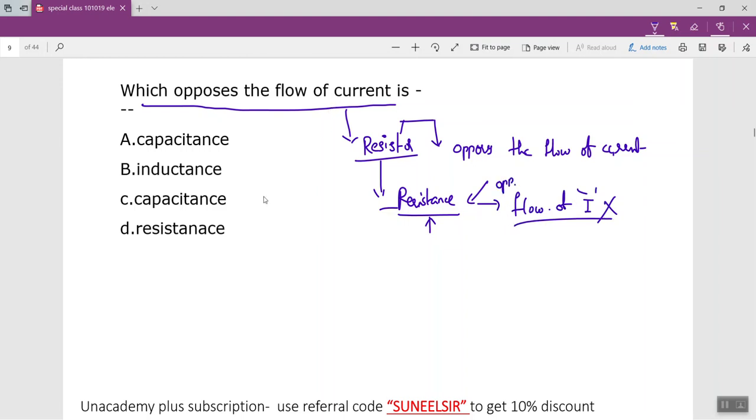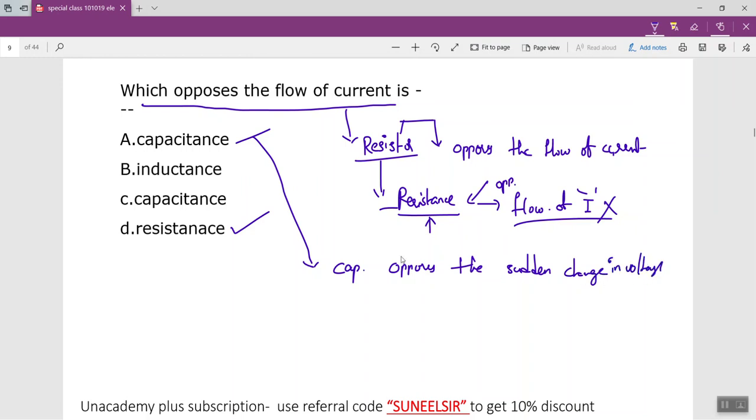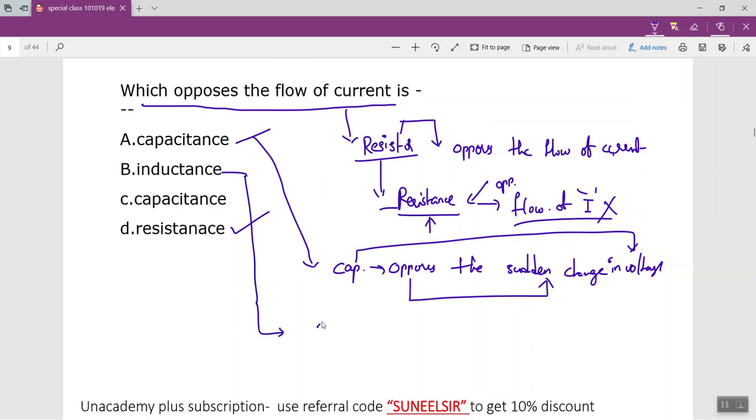So here, according to the options, resistance opposes the flow of current. And coming to capacitance, it opposes the sudden change in voltage. Remember one thing friends, a capacitor is always a voltage phenomenon. That is, a capacitor does not allow sudden changes in voltage. And in the same way, the inductor opposes the sudden changes in current, only sudden changes friends, not total change.